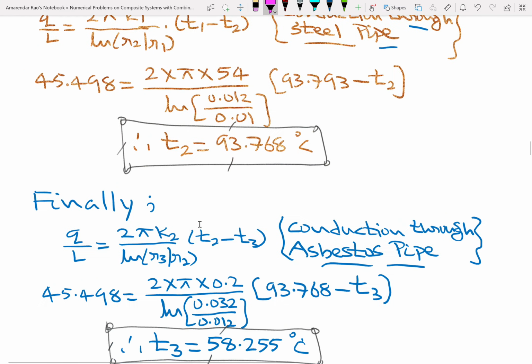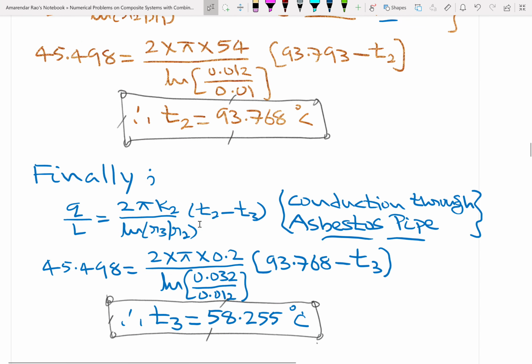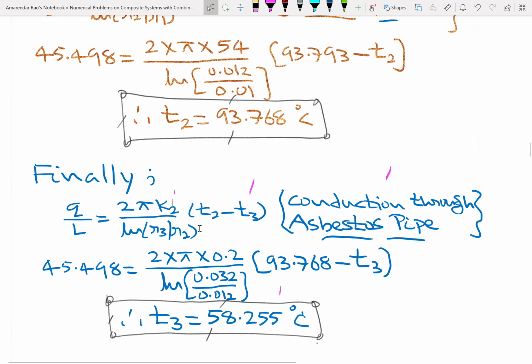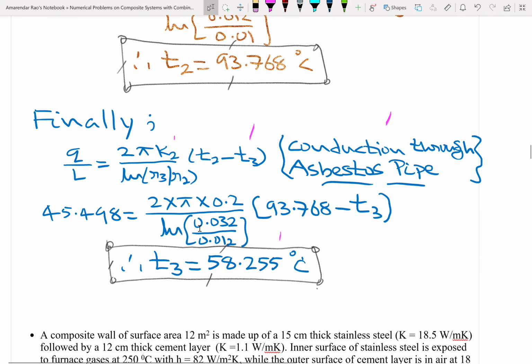And finally, this heat must be equal to conduction through the asbestos pipe. That's 2 pi K2 by log R3 by R2 (T2 minus T3), which is going to give us T3, which is 58.255. There is a substantial drop in temperature because of the extremely low thermal conductivity of 0.2. So this is how this problem has to be attempted using the concept of UI.